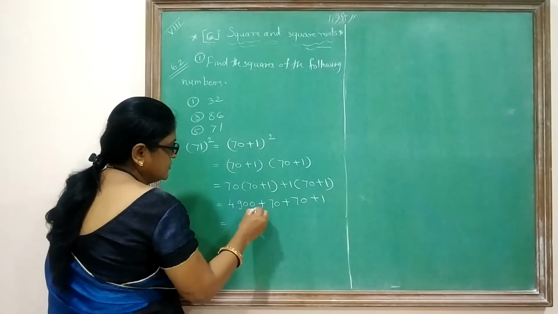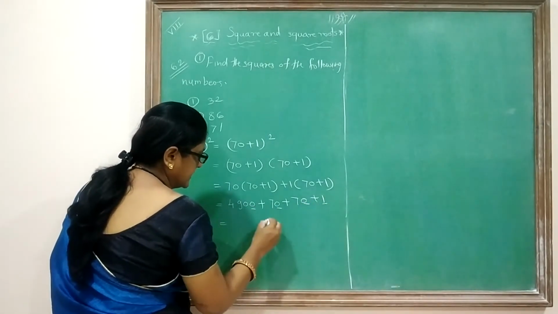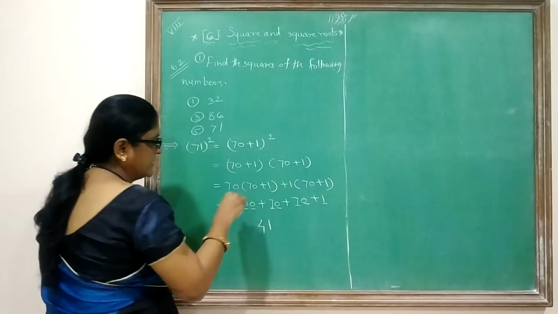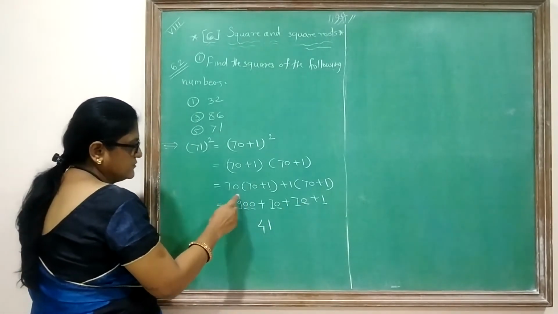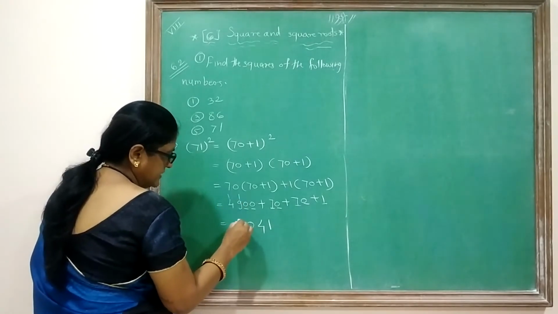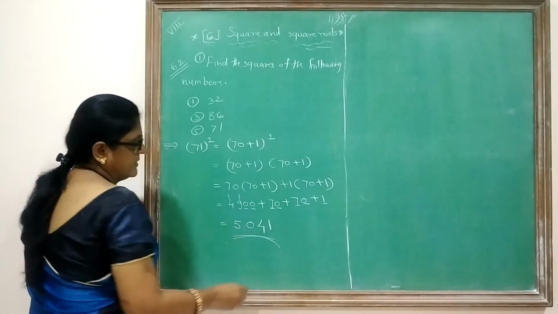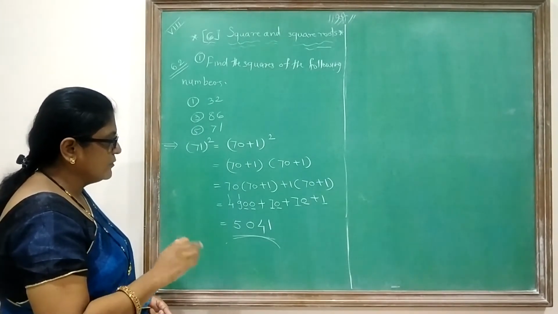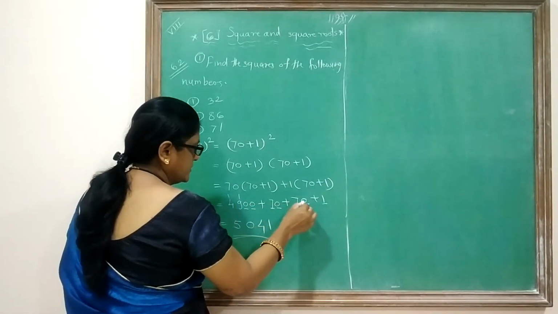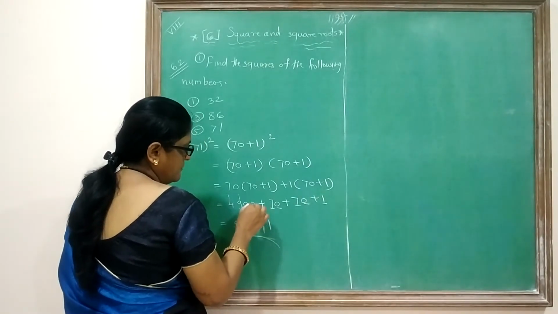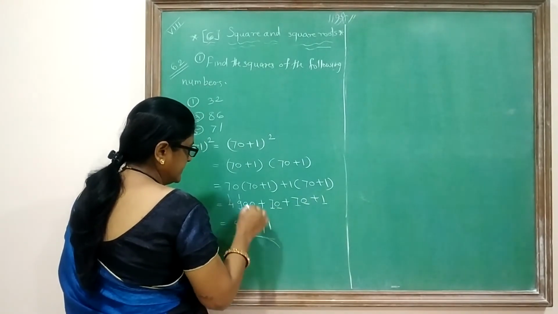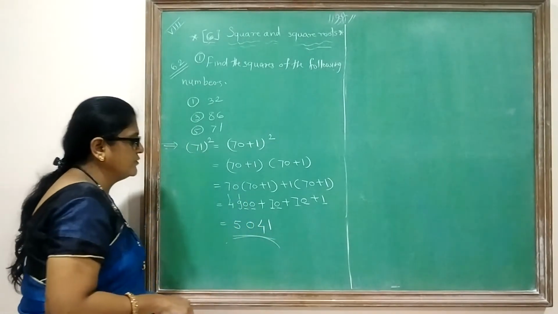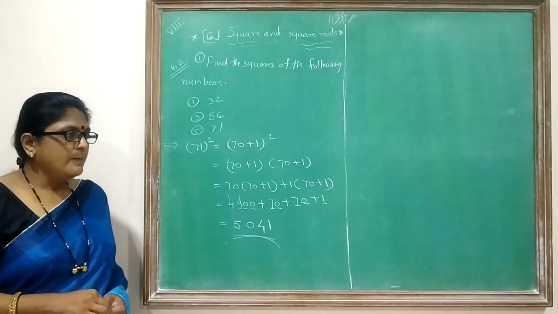Then here 0 plus 0 plus 0 plus 1, that is 1. 0 plus 7, 7 plus 7 is 14, then 1 is carried. Then 9 plus 1 is 10, then 1, then here 5, then 5041. Your answer is 5041. Again you will count 0 plus 0 plus 0 plus 1, then 1. 0 plus 7 plus 7, that is 14, then 1 is carried. 9 plus 1 is 10, then 1, then 5. 5041, and this is your final answer.